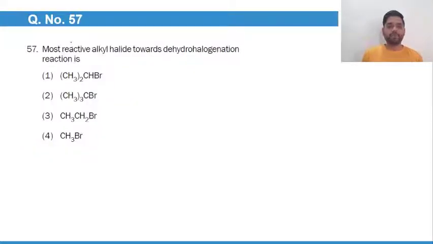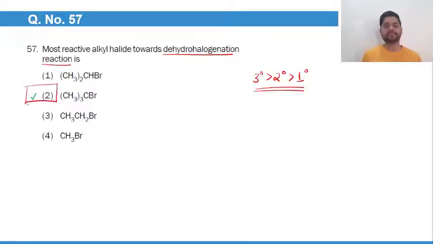57. Most reactive alkyl halide towards dehydrohalogenation. That means it will follow E1 or E2. Okay, and for both the things, 3 degree alkyl halide is more reactive than 2 degree and then 1 degree alkyl halide. Okay, so the best option is 3 degree, and 3 degree is option number 2. So 57, option number 2 is the right answer.